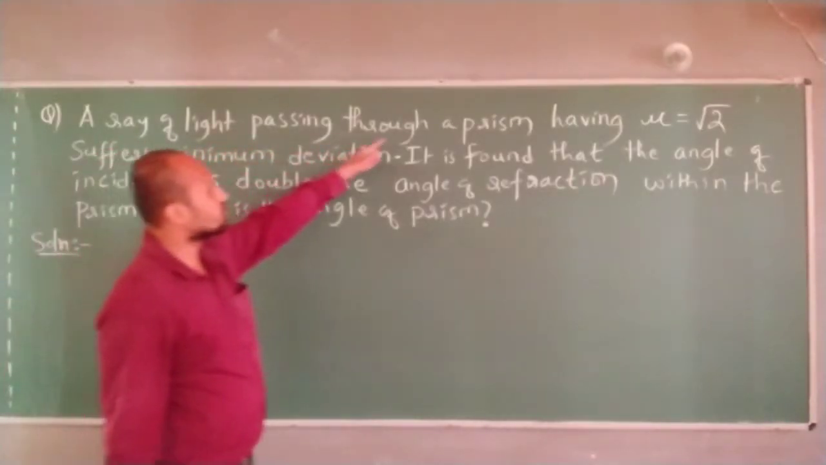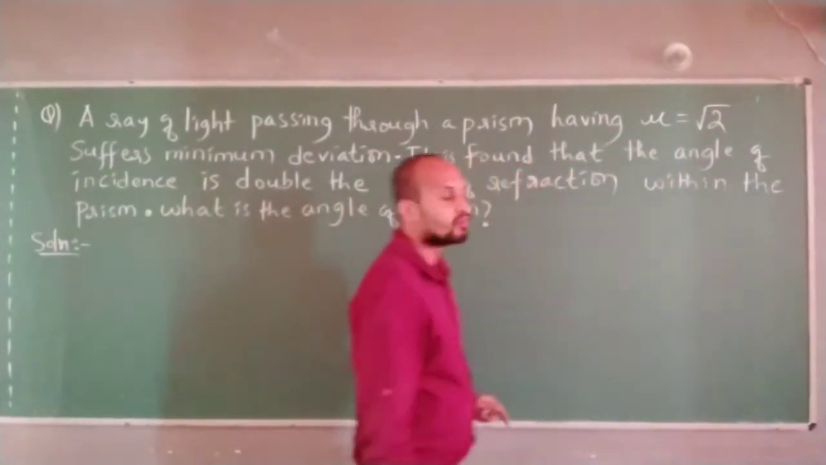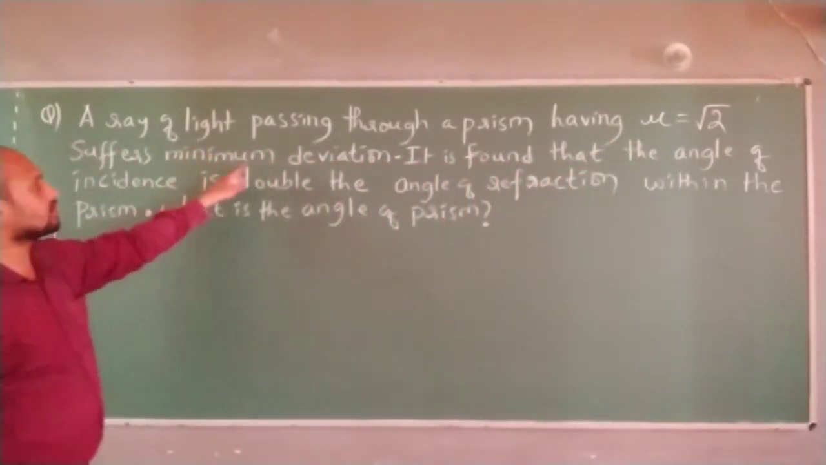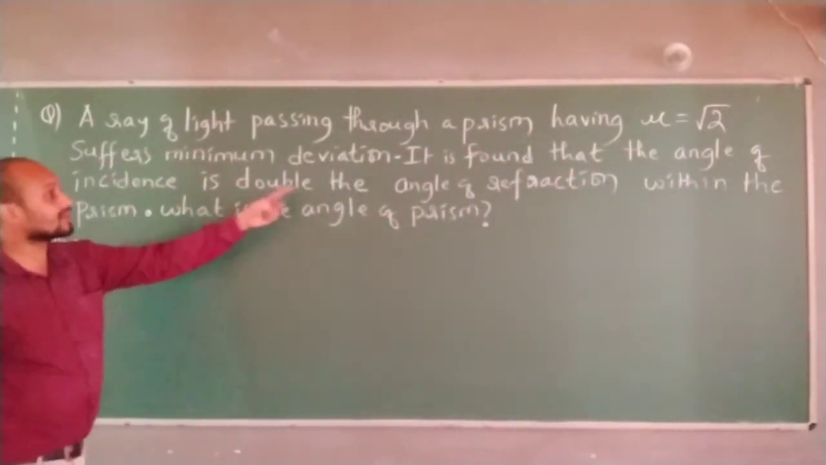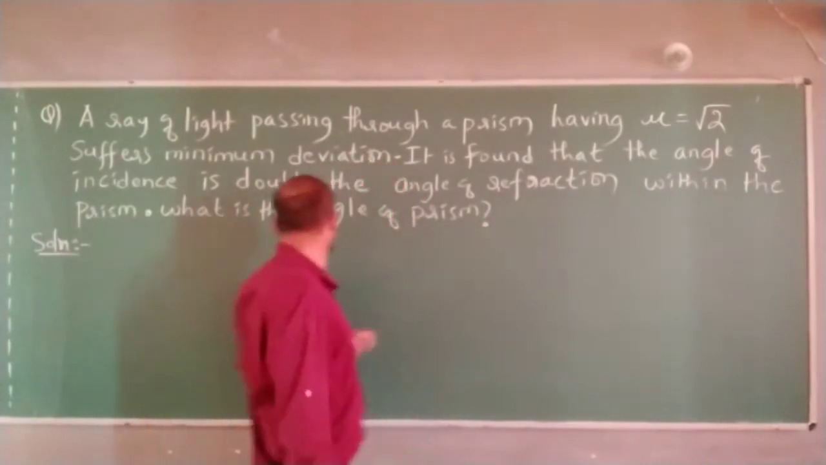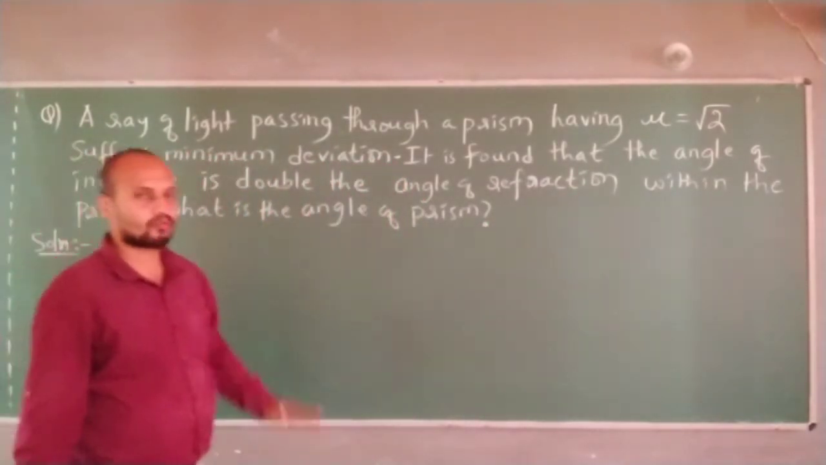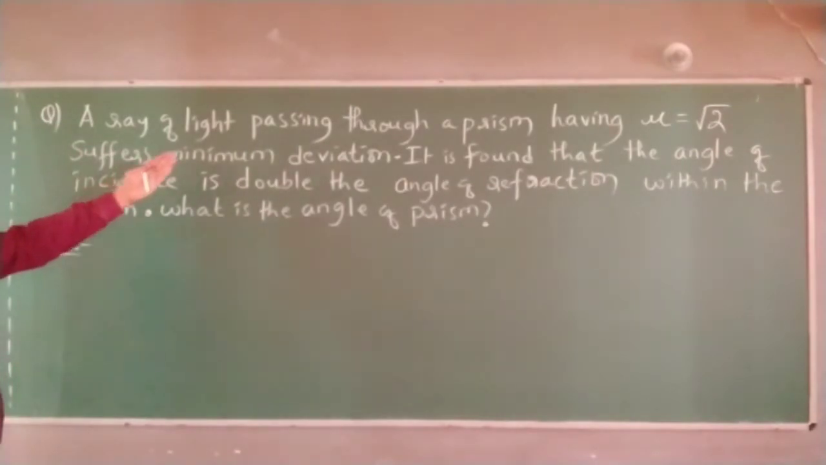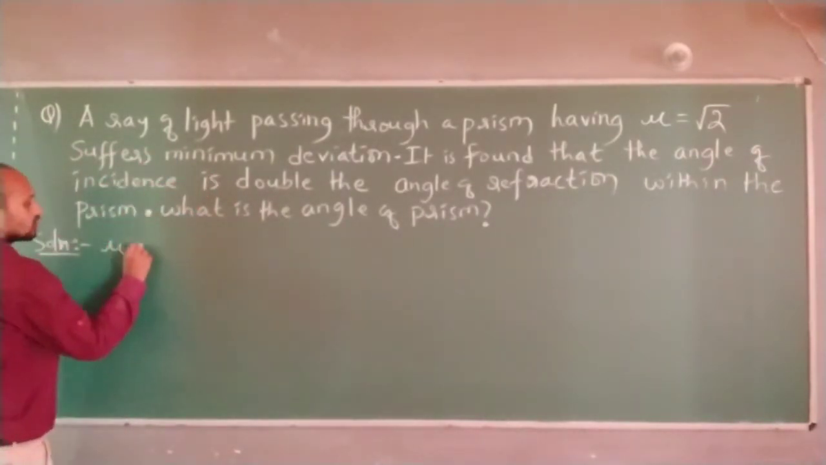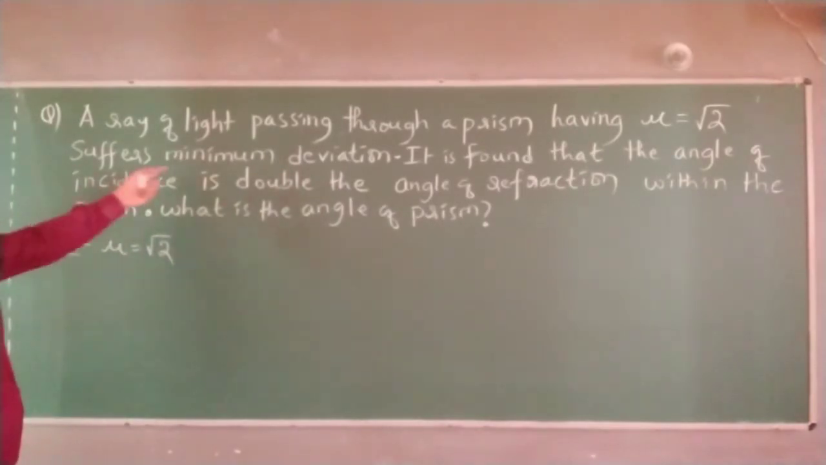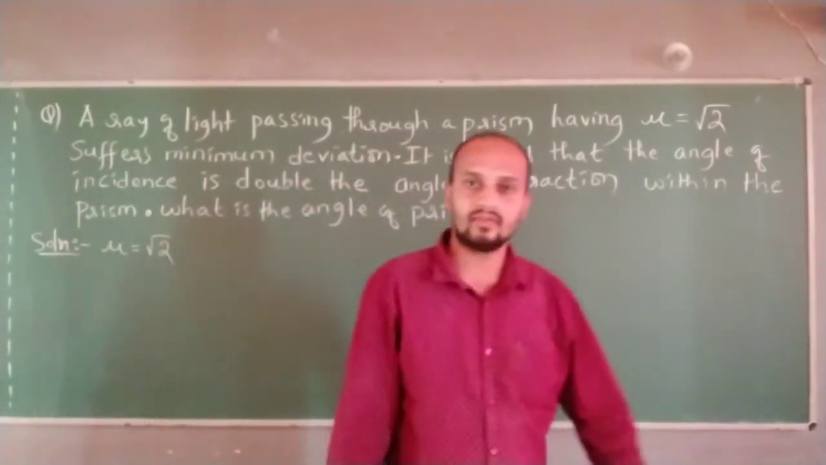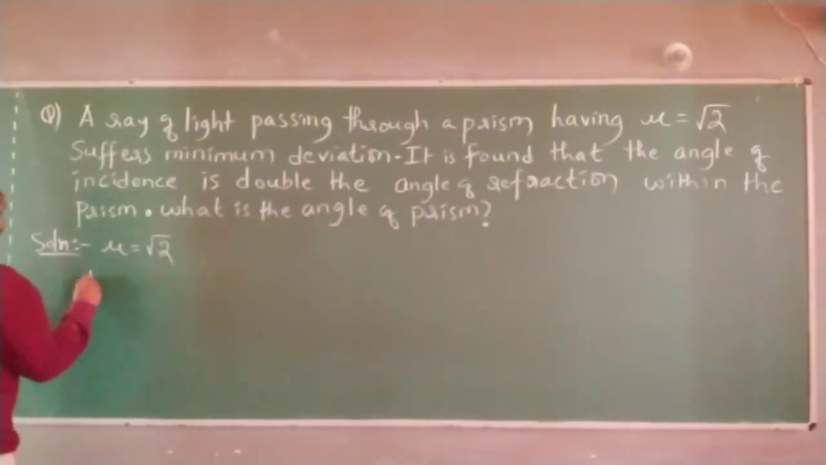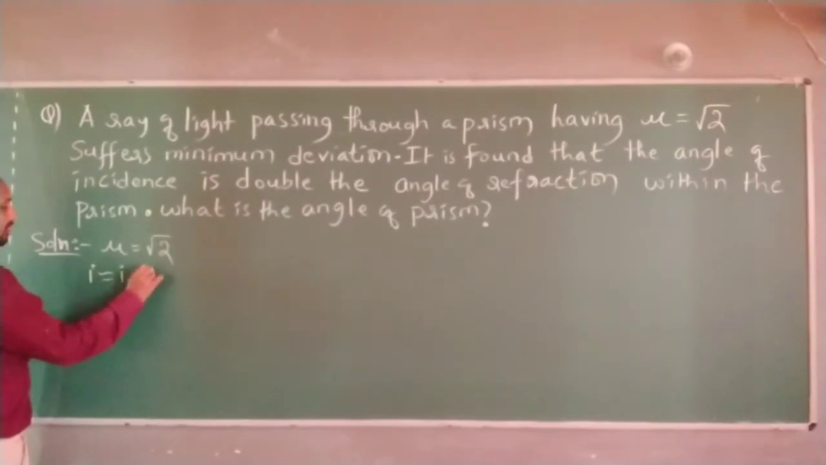A ray of light passing through a prism having a refractive index mu equal to root 2 suffers minimum deviation. It is found that the angle of incidence is double the angle of refraction within the prism. What is the angle of prism? So mu he has given as root 2. Then it suffers a minimum deviation, which means I1 will be equal to I2, which will be equal to I, and R1 will be equal to R2, which will be equal to R.